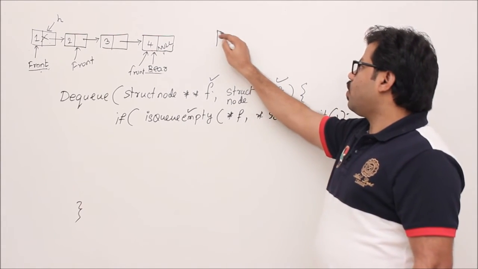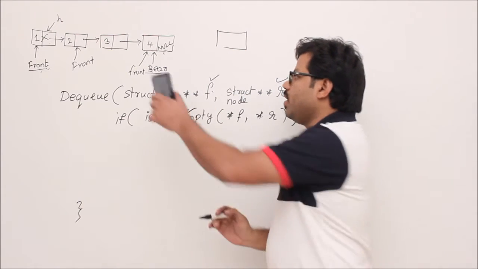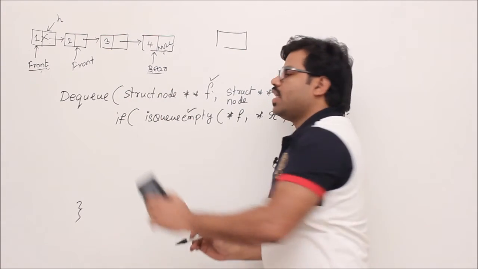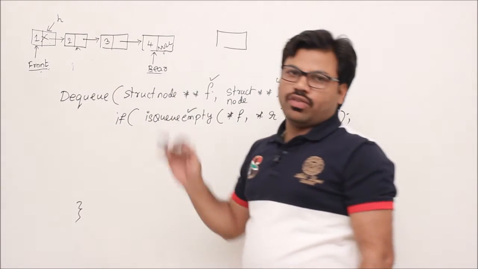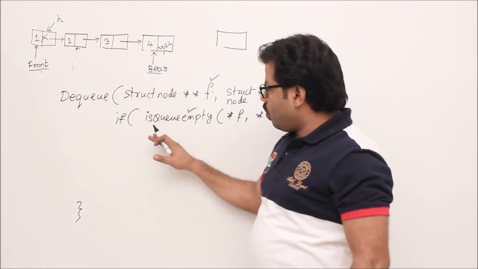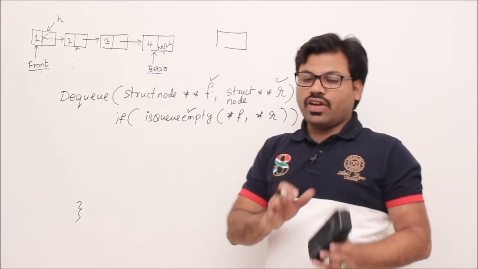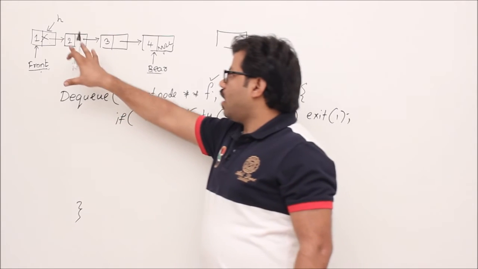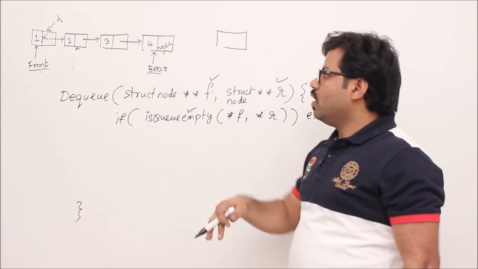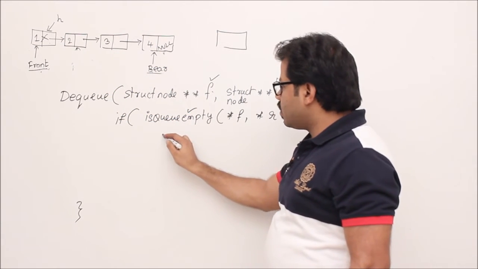Let me first write code for the general version. That means if you have a sufficient number of nodes, that I assume you already have 4 or 5 nodes. With that we try to write the logic, and after that we cover the special case where you have a single node. Okay, so let me assume we have sufficient number of nodes. What should be the first step always?